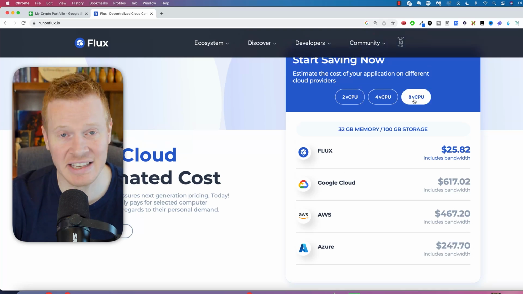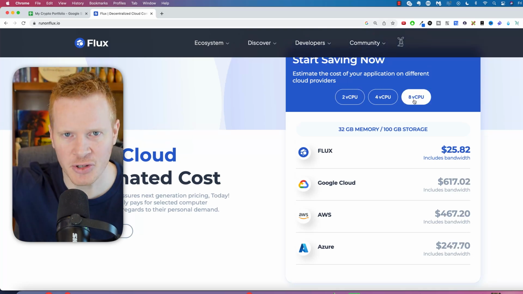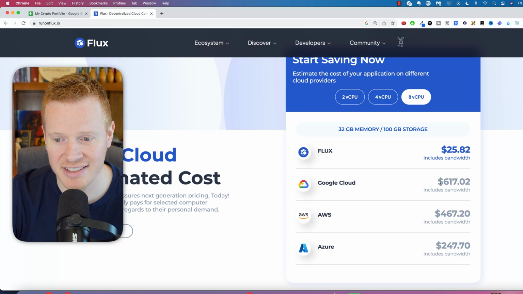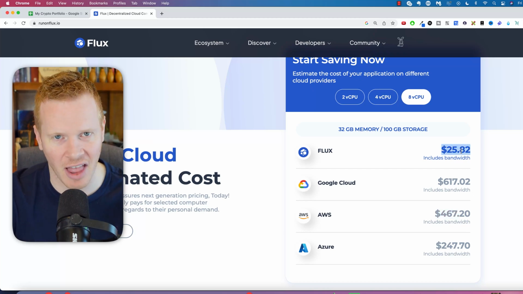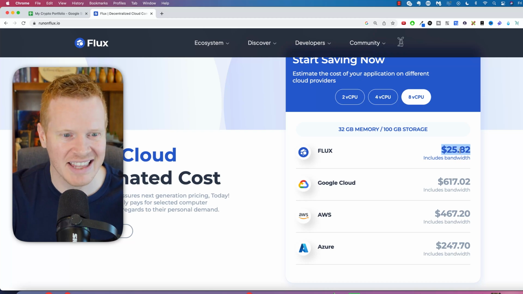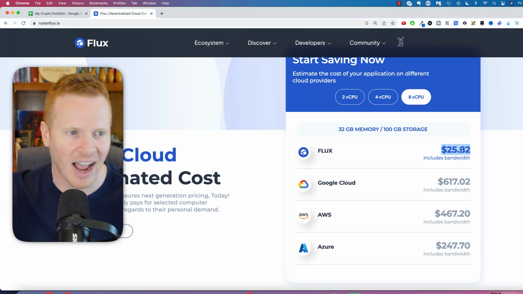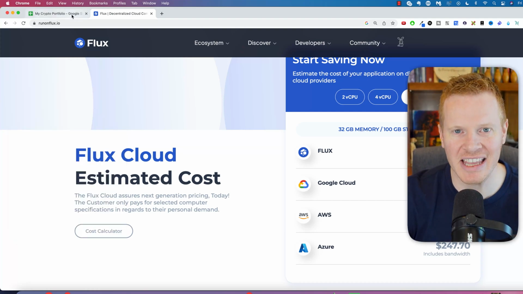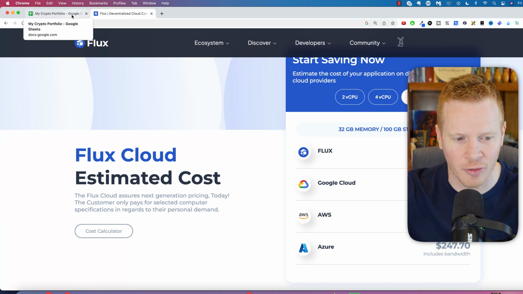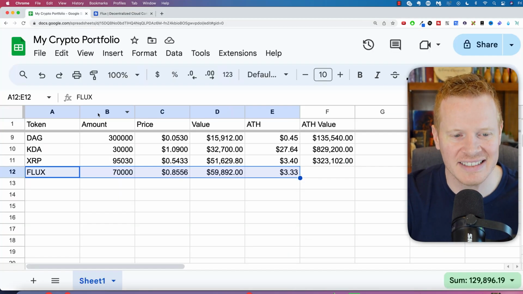So if you need an 8 CPU cloud computer to run your software, if you use Google Cloud, $617, Amazon, $467, this is per month. Okay, it's very expensive. Flux, $25. So this could save a lot of companies a lot of money. The biggest thing they need to do is work on the user experience, because I've tried setting up an app on Flux, and it's a little bit difficult. But if they're able to get the technology correct and the user experience correct, I think they could really disrupt this industry.